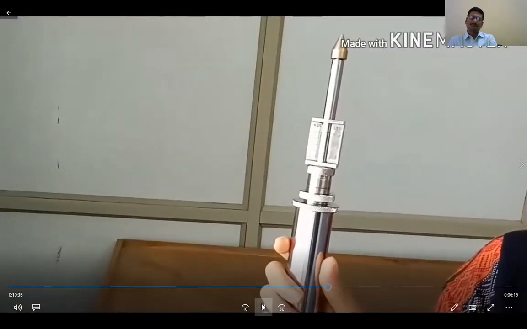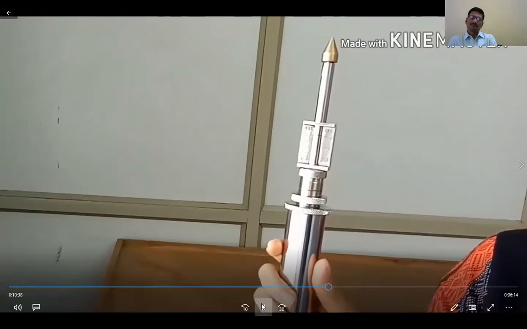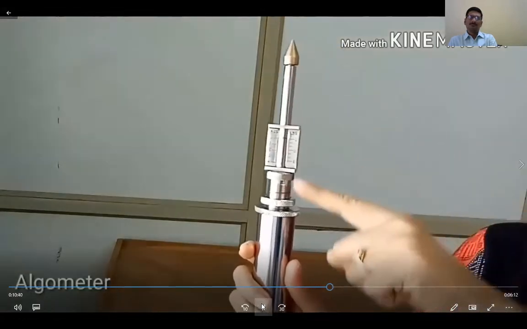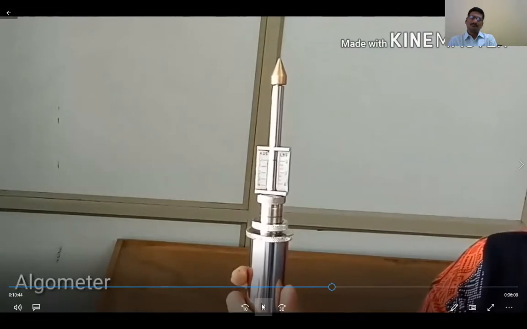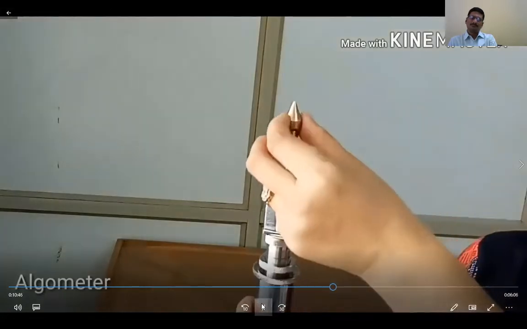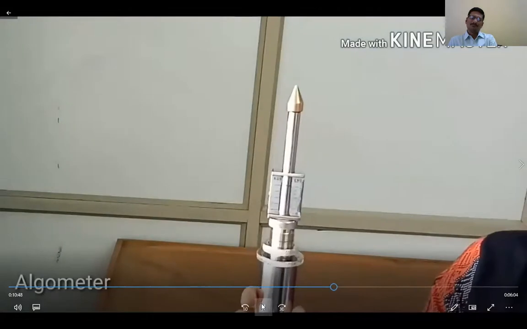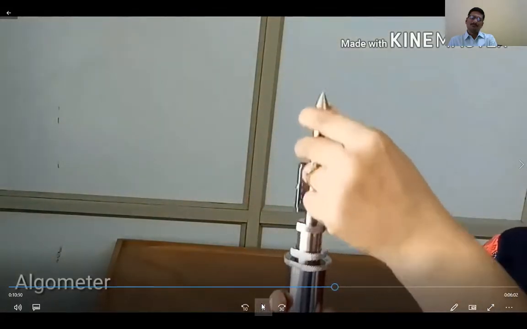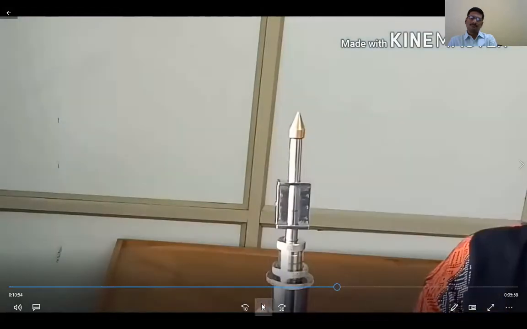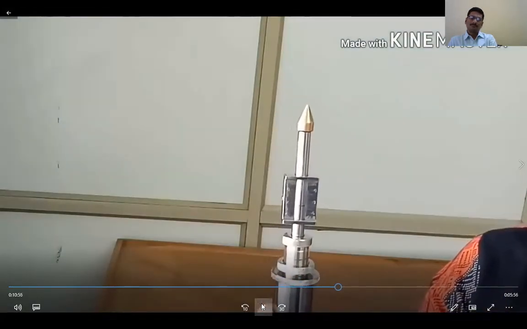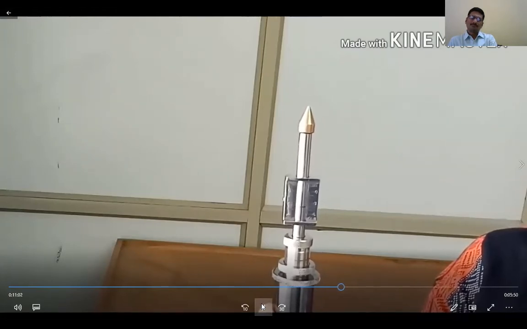Next is deep pain sensation that is tested by using the instrument known as algometer. Algometer possesses a broad blunt knob attached to a spring which can be pressed upon the skin and the pressure exerted can be measured. The pressure required to induce a sensation is measured in different areas.